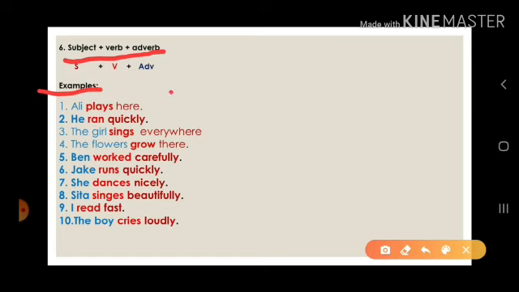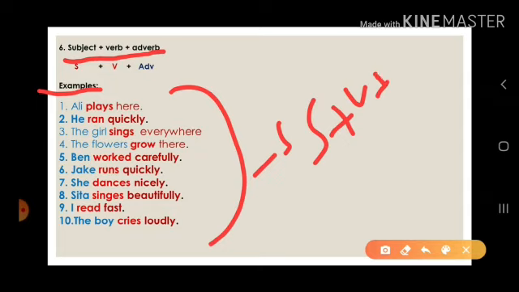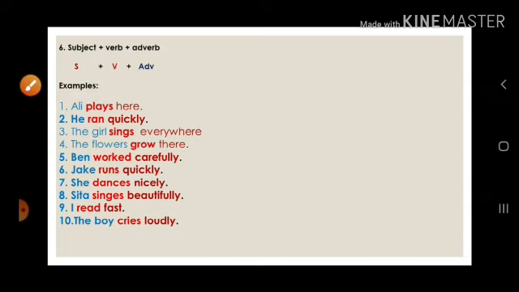These are the examples of subject plus verb plus adverb. So the blue color is subject, this red color means the verb, and the dark red color is an adverb. So I hope that you understand how to make a basic structure sentence.